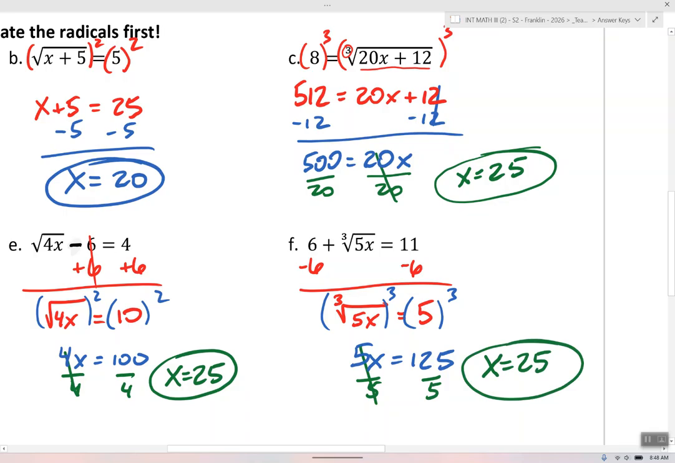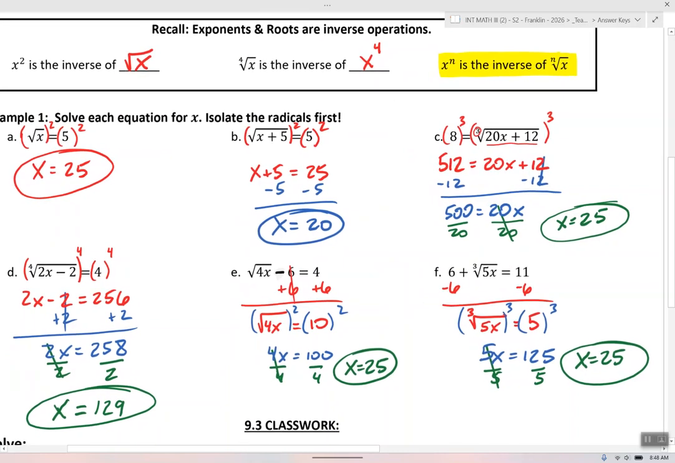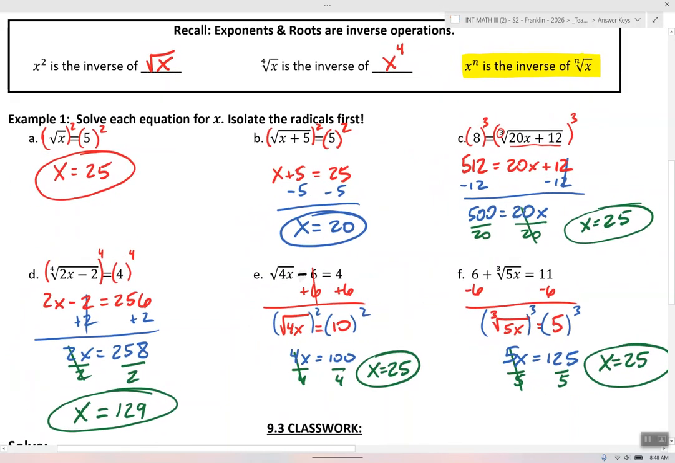There were 3 that equaled 25. That was a coincidence. But there you have it, 4 that equaled 25. There you have it. First step is to isolate the radical if needed, and then use the inverse operation just like normal. Remember that the inverse of a nth root is the nth power.